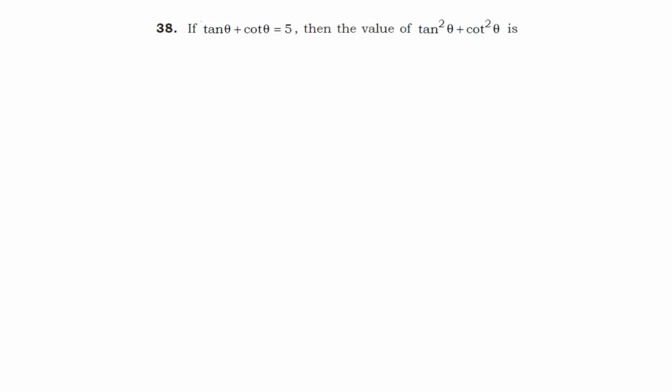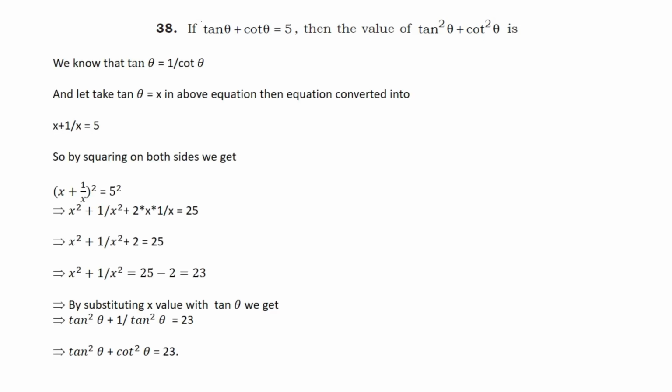Next, 38th question. If tan theta plus cot theta equals 5, then the value of tan square theta plus cot square theta is. Here, if you see, tan theta and cot theta both are reciprocals. So here I am taking tan theta equal to x, so that the equation can be converted as x plus 1 by x equal to 5. Squaring on both sides, we get (x plus 1 by x) whole square equal to 5 square.